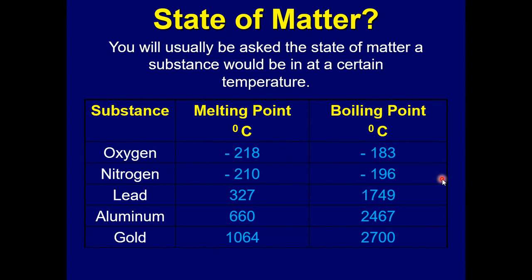a certain temperature. So we have the melting point and the boiling point, right? Obviously below the melting point, it's going to be a solid. Between the melting and boiling point, it's going to be a liquid. And above the boiling point, it'll be a gas.